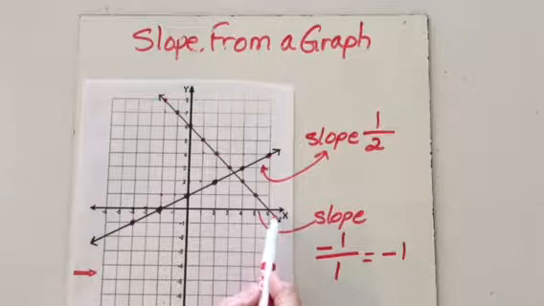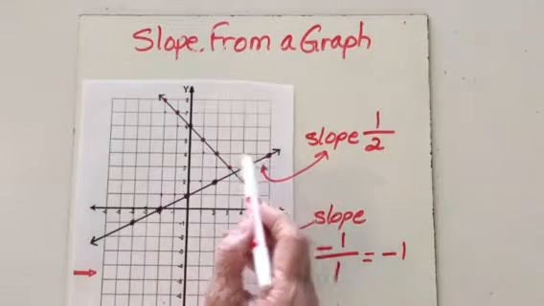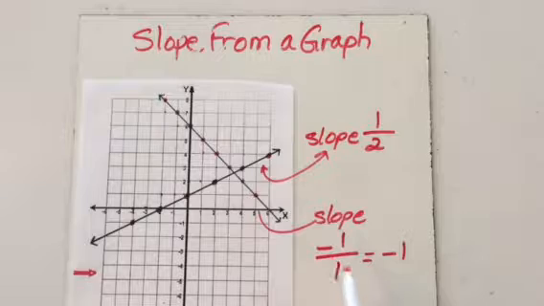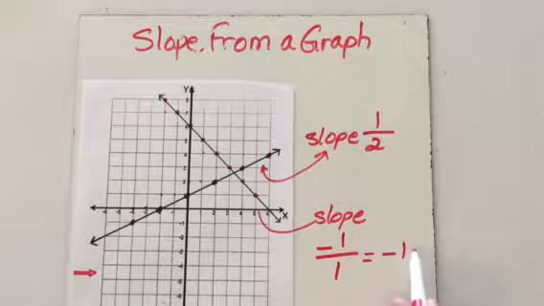Can you see how this line is more steep than this line? It's a steeper slope because it's not a fraction, it's a whole number now. Or it's a number more than 1.